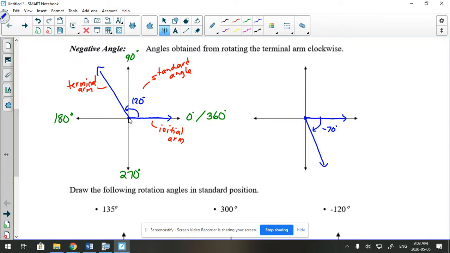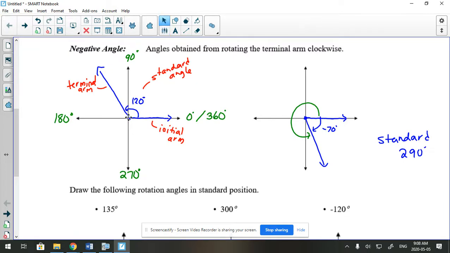So technically a negative angle of negative 70 is going to be the exact same as a standard angle of 290. So if you think about it, you could go either way. Negative 70 this way, but if I wanted to look at it this way, it's going to be 270 plus another 20, which is going to be 290 for a standard angle. So those are actually equivalent. An angle of negative 70 is the same as an angle of 290.